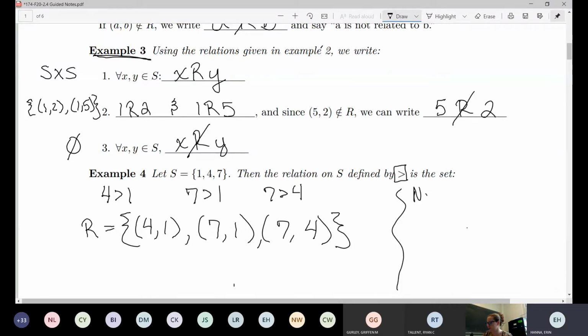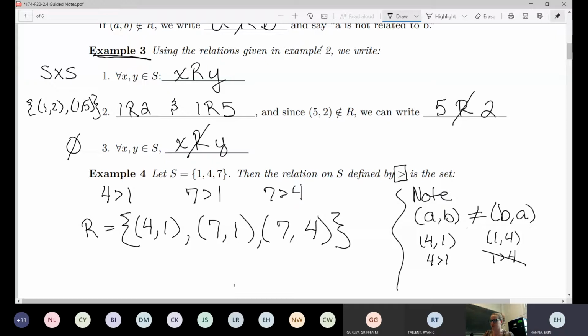I'm going to do a side note over here. It's really important to note that the order really does matter on these points, if you will. Again, they're not really points, but I think that just makes us think of the notation enough. Because especially in this case, if I were to say 4 is related to 1, well, that means 4 is greater than 1. But if I wanted to say 1 is related to 4, I'd be saying 1 is greater than 4, which is not true. So you do want to be very careful about your order.